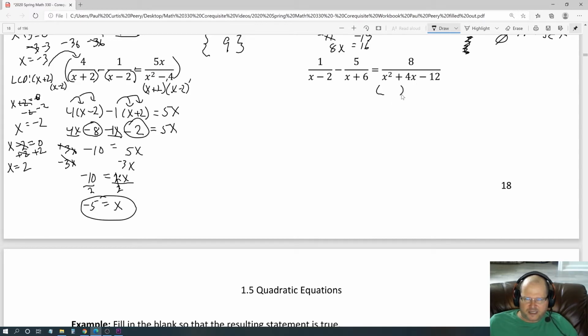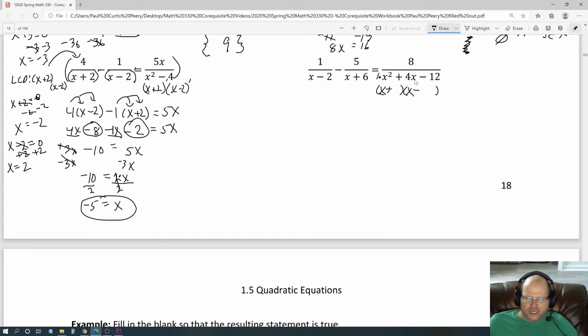So we need to factor that. Okay, it's a simple trinomial, meaning it has a one leading coefficient. So I'm going to do the square root of x squared, which is x. It ends in a negative, which means they have opposite signs. It ends in a negative 12, so I know the multiplication is going to result in a 12. And the middle results in a positive 4.